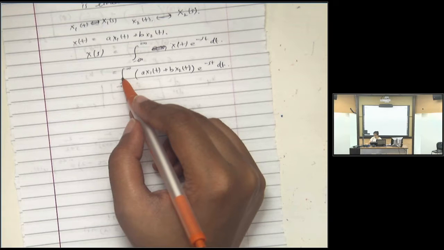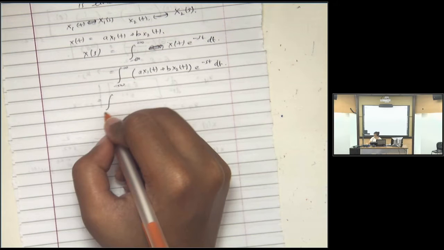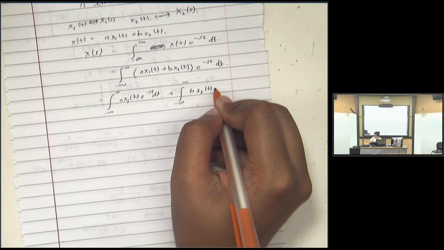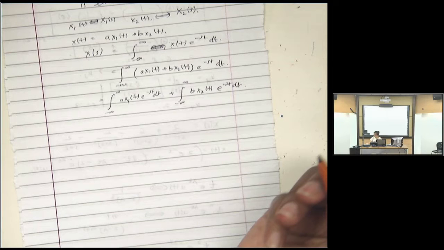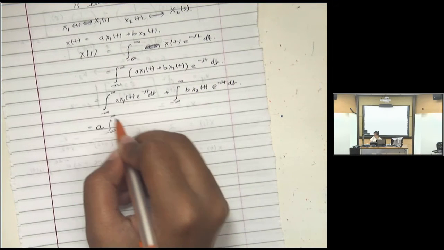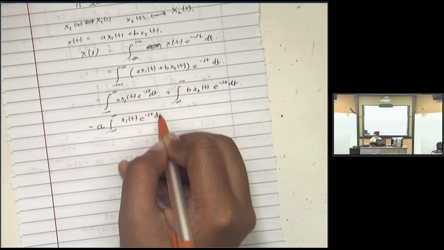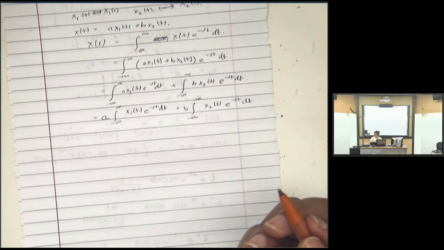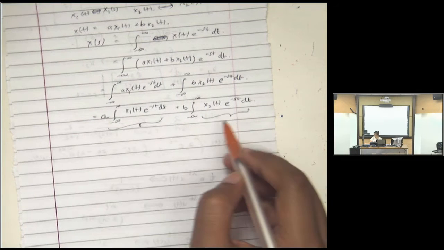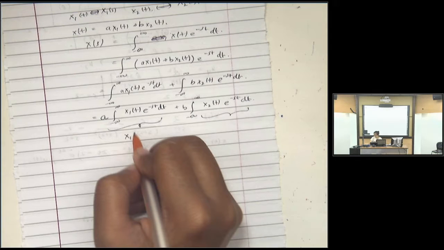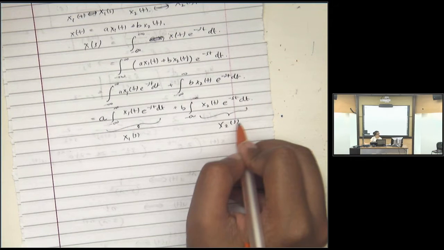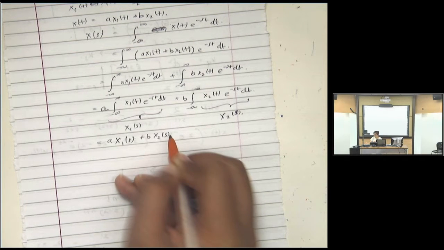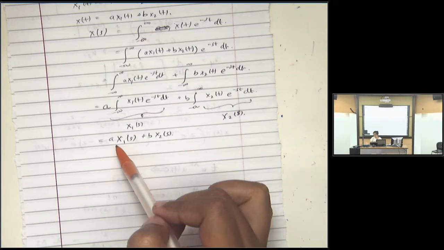Now we'll break up the integral into summations, so two separate integrals: the integral of a x1(t) e raised to minus st dt plus the integral of b x2(t) e raised to minus st dt. A will come out as it's a constant. Now this is itself the Laplace of x1(t), and the second term is the Laplace of x2(t), so this is X1(s) and X2(s). Our final answer is a X1(s) plus b X2(s). So the Laplace of our function x(t) is the summation of the Laplace of the individual functions.